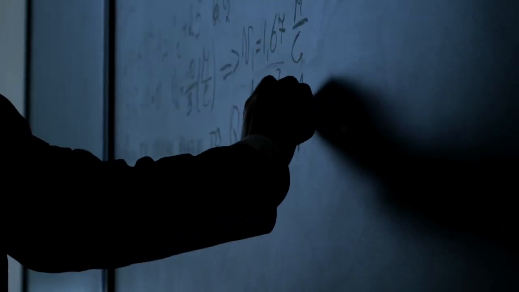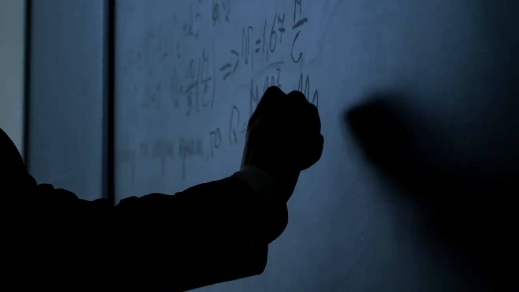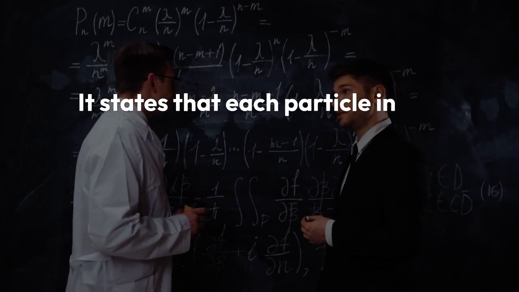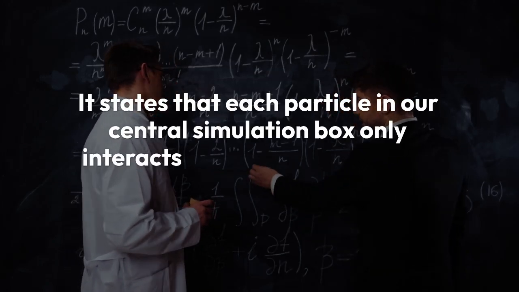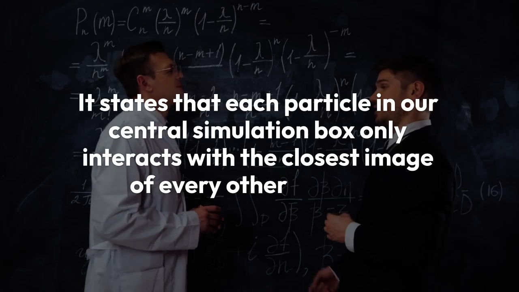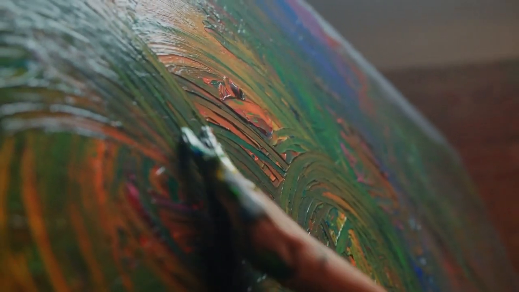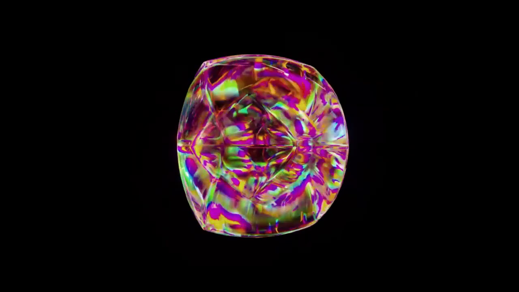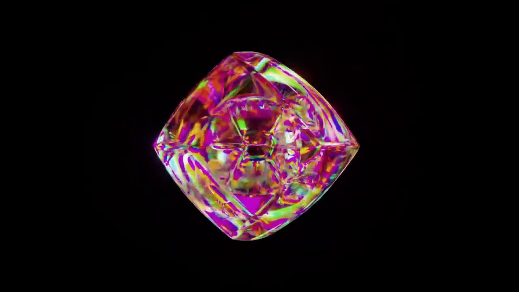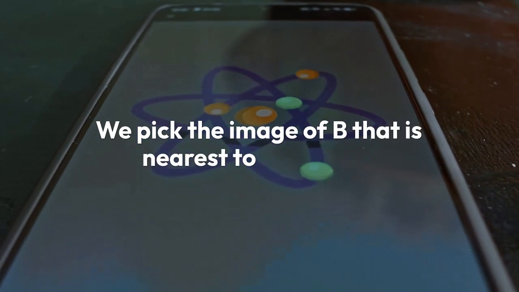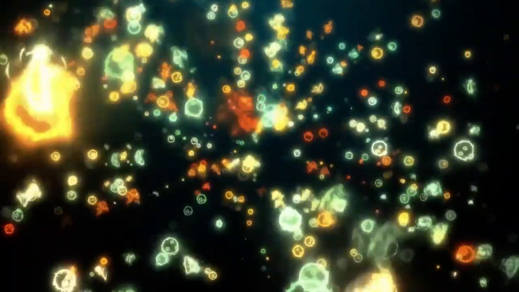The minimum image convention simplifies these interactions. It states that each particle in our central simulation box only interacts with the closest image of every other particle. Think of it this way. For any two particles, A and B, we look at particle B in our central box. Then we look at all its images in the surrounding boxes. We pick the image of B that is nearest to particle A. Particle A only sees and interacts with that single closest image of B.